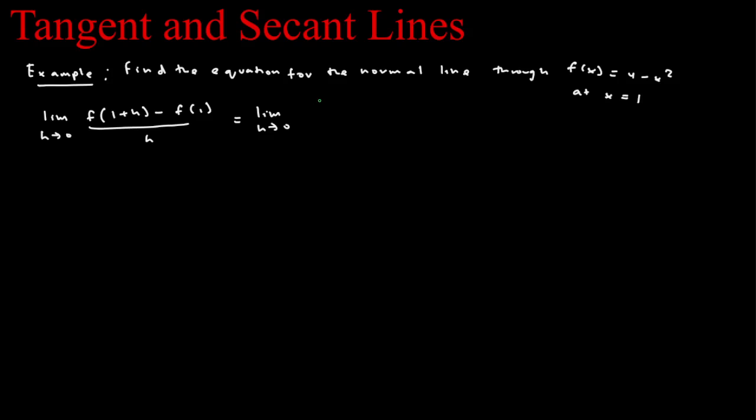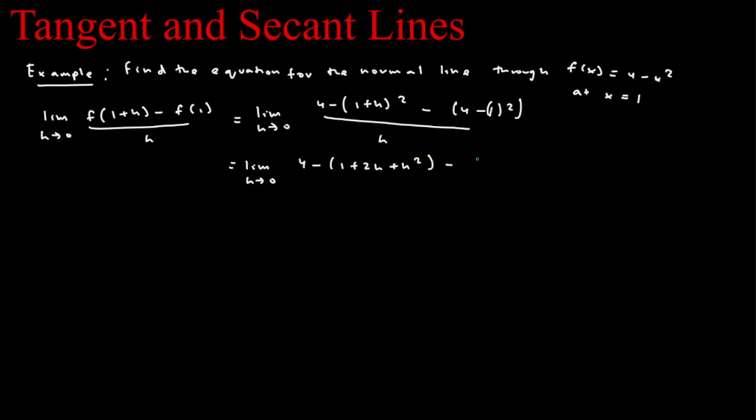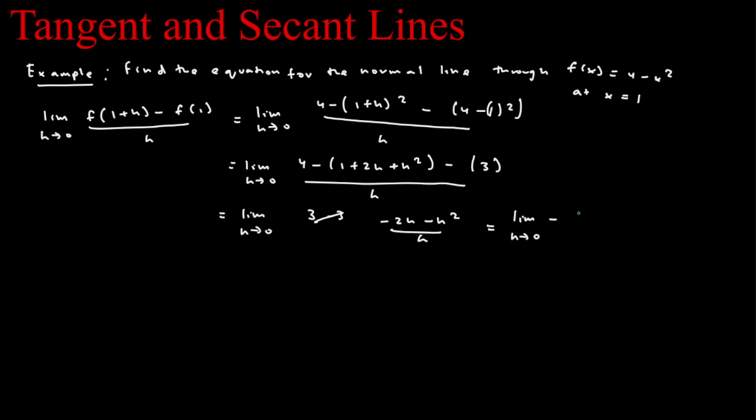which is equal to the limit as h tends to 0 of 4 minus (1 plus h) whole squared minus (4 minus 1 squared), divided by h, which is equal to the limit as h tends to 0 of 4 minus 1 plus 2h plus h squared minus 3, over h, which is equal to the limit as h tends to 0 of 3 minus 3, so that cancels out, minus 2h minus h squared, over h, which is equal to just the limit as h tends to 0 of minus 2 minus h, and h goes to 0, so this is equal to minus 2.